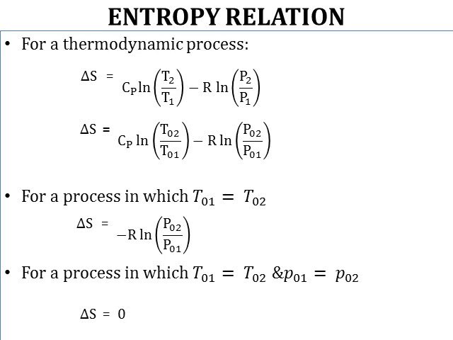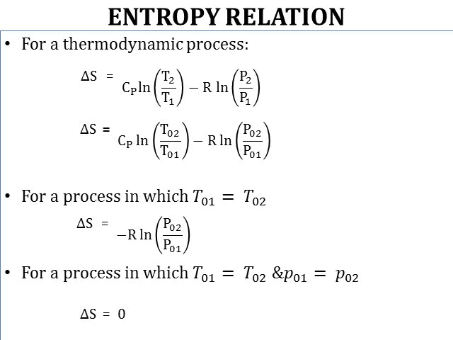In this equation, if we divide the temperature terms with the corresponding stagnation temperatures and pressure terms with the corresponding stagnation pressure and rearrange it, we get delta S in terms of stagnation condition.